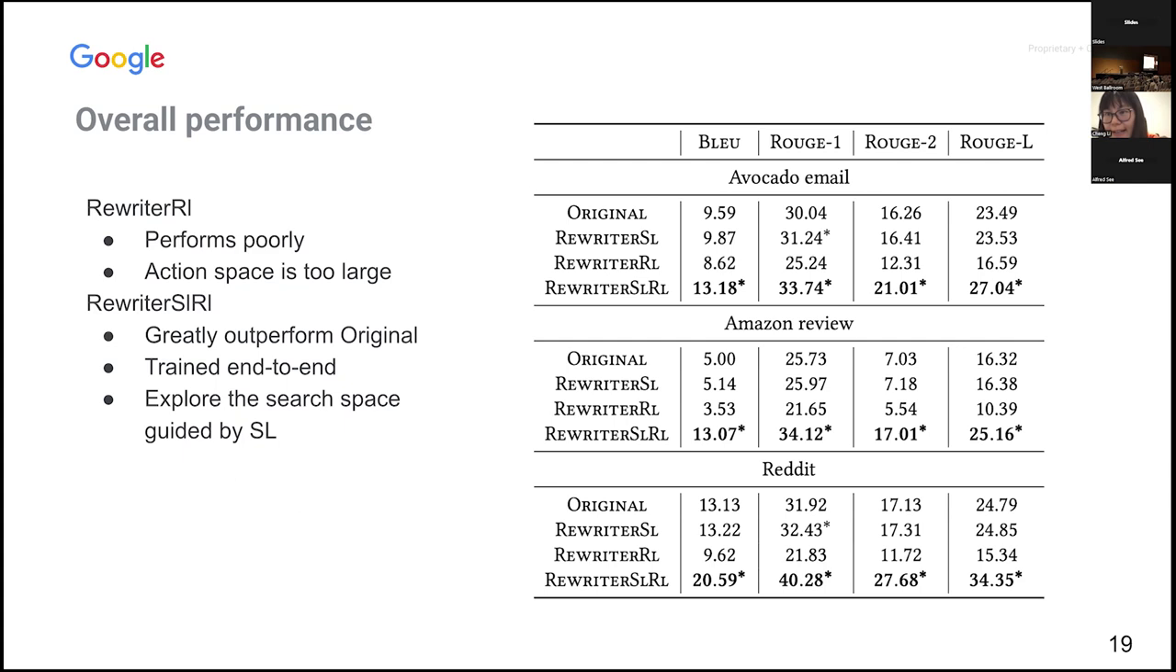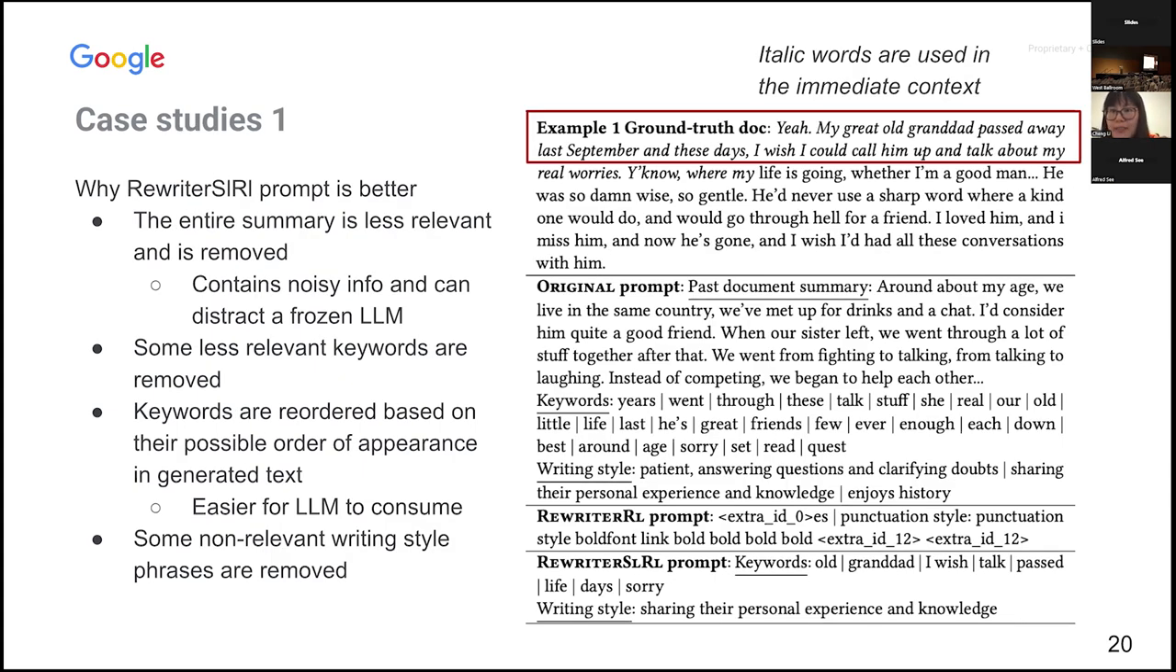Here we show a case study on why the rewrite SL IL prompt is better. In the example, we see that the entire summary is less relevant and is removed. The summary contains noisy information and can distract a frozen LLM. Some less relevant keywords are removed. Keywords are reordered based on their possible order of appearance in the generated text. This would be easier for the LLM to consume. Some non-relevant writing style phrases are also removed.